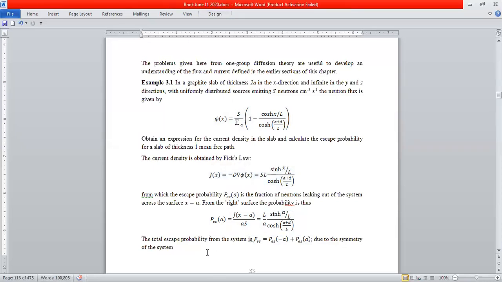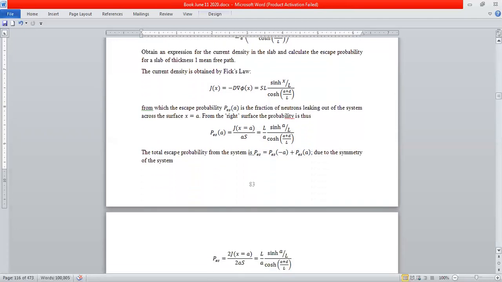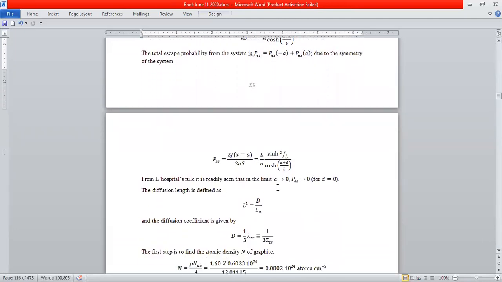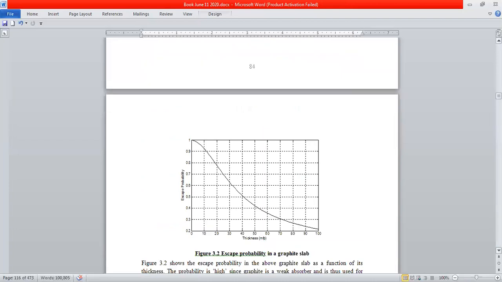So the total escape probability would be from the left side plus from the right side due to the symmetry of the system. So I'm just showing you half the solution. So P escape, I'm multiplying by 2. So I'm showing you the full, so this is the full. Now, can we put some numbers in here? Now, do they both go to 0? If they do, then use L'Hopital's rule, the derivative of the numerator divided by the derivative of the denominator.